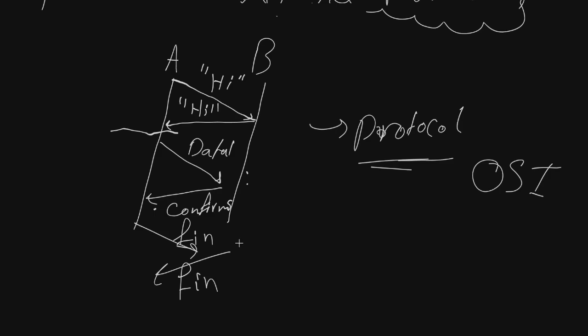So it's an order of message exchange between two or more communicating entities, as well as actions taken on the transmission and receipt of the messages. Okay. So there are some performance measures that we care about: performance, reliability, and of course security.